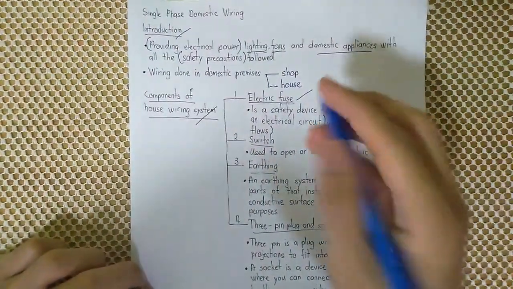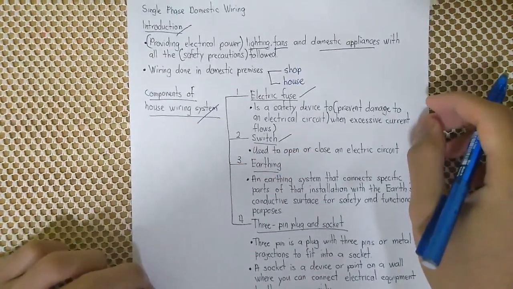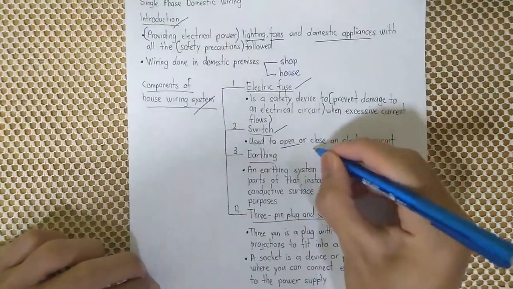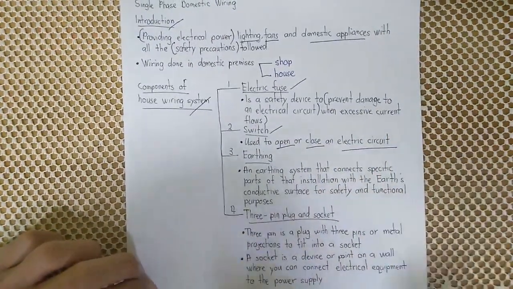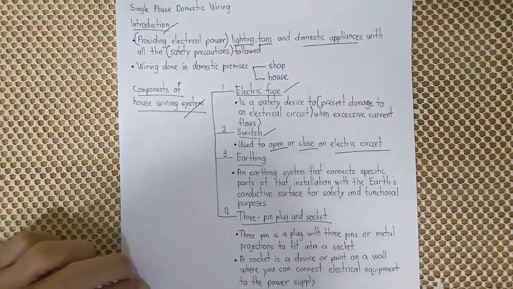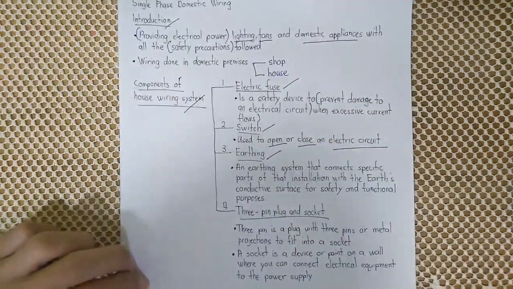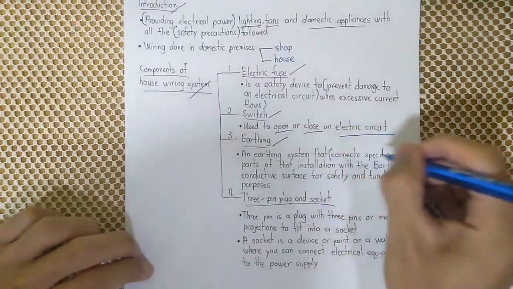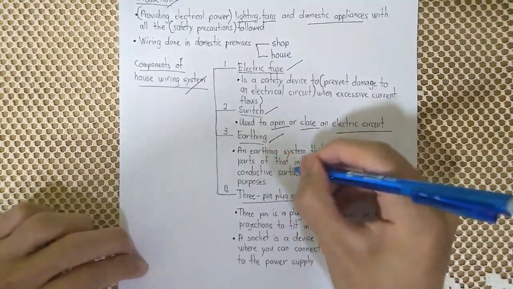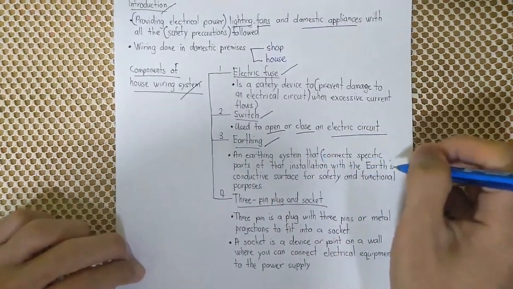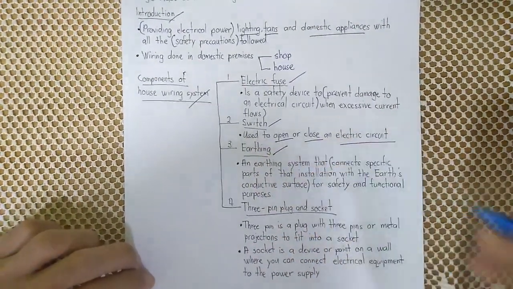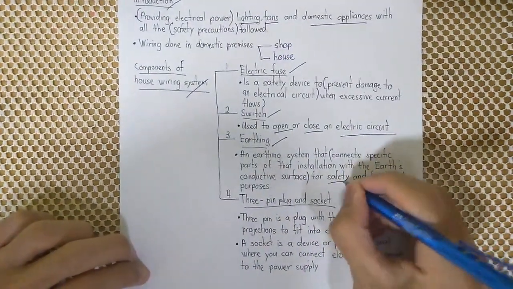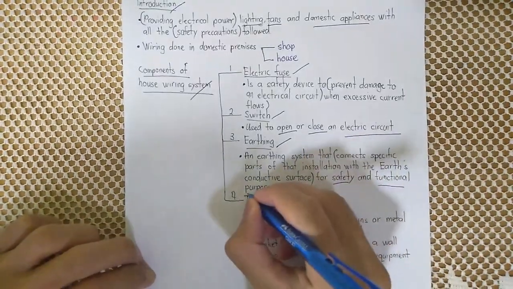The second one is the switch. The main function of a switch is to open and close an electric circuit. The third one is earthing. Earthing is a system that connects specific parts of the installation with the earth conductive surface. The main function of the earthing system is for safety and functional purposes.